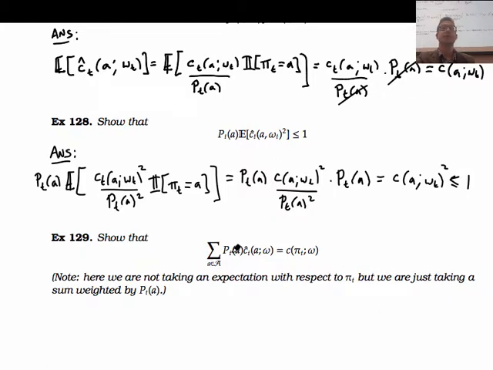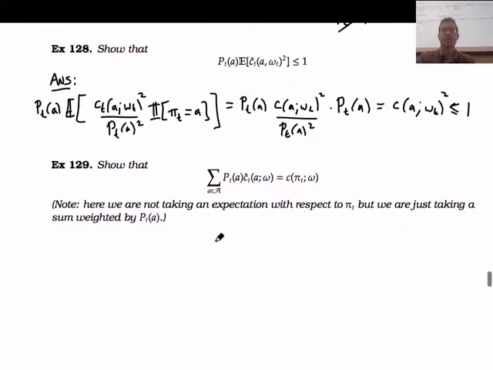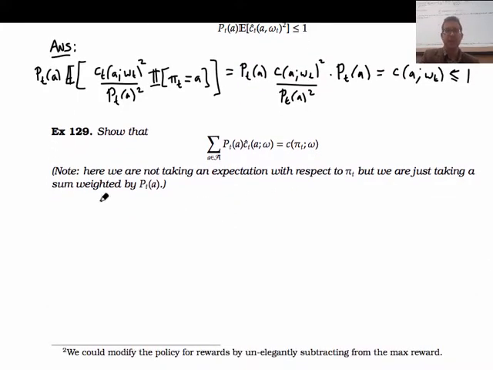Does that make sense? So I'm not doing an expectation. I'm not removing the indicator function of this random variable and just applying a weight to taking an average of these random variables. Does that make sense? Okay. So I just say here, note we're not taking expectation with respect to pi t, but we're taking a sum weighted by PtA. All right? And the claim is that I can somehow extract out the cost of the policy from this, which is going to be useful to us because we want to know what the regret is of our policy.